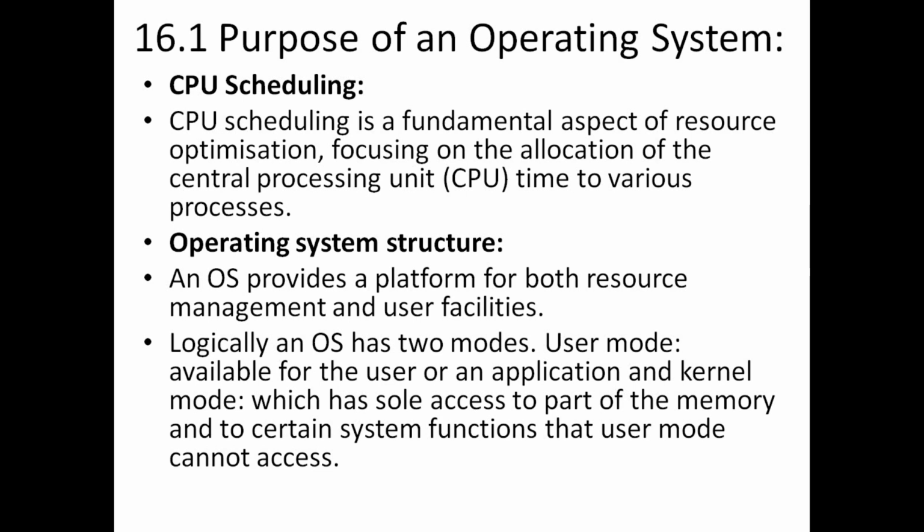Operating system structure. An operating system, as you know very well, in general provides a platform for resource management and user facilities. Logically, an operating system has two modes, user mode and an expert mode or kernel mode. User mode is available for the user or an application, the basic GUI interface that you deal with every day. Kernel mode, or expert mode, or programmer's console, or developer's mode, there can be many names for that. It has the sole access to part of the memory and to certain system functions which are usually hidden in user mode.